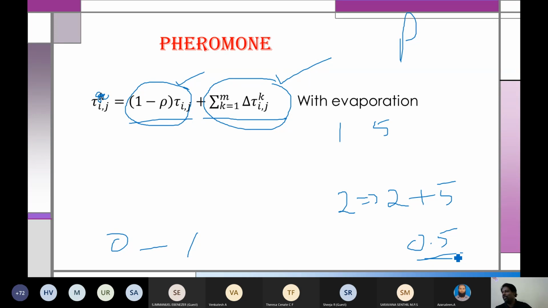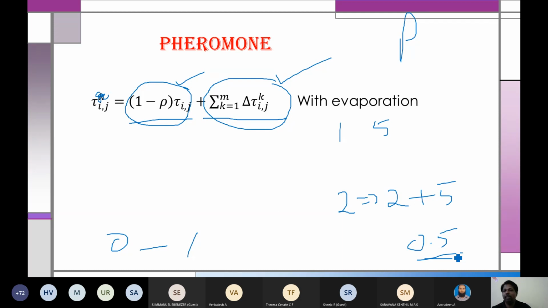You can't take 0. If you take 0, it is understood that nothing is evaporated. If you take 1, it is understood that everything has evaporated. One will make your solution get stuck in a local value, but convergence is very fast. The other will make the search go everywhere, but convergence will be very slow because everything is evaporated. So we need to take a value in between. Normally we take 0.5, so the evaporation is 0.5.